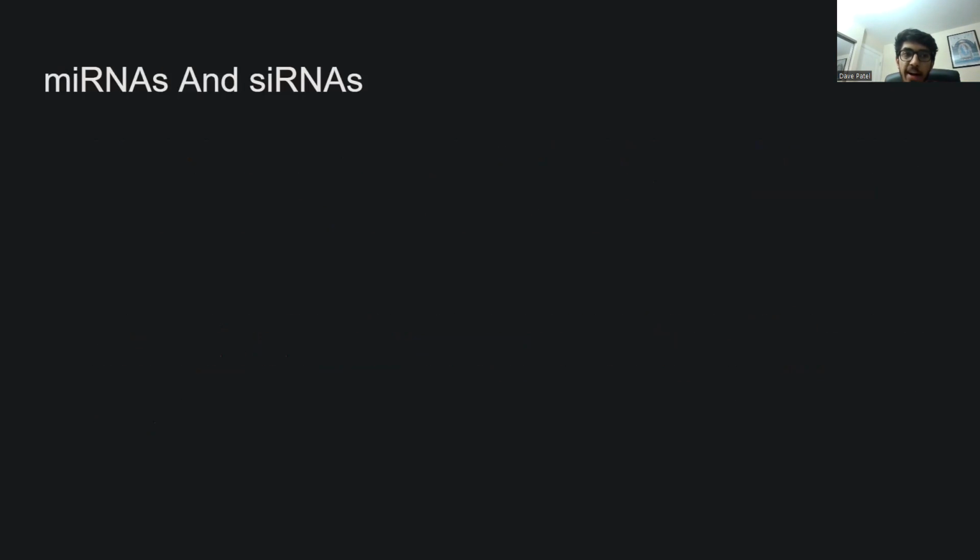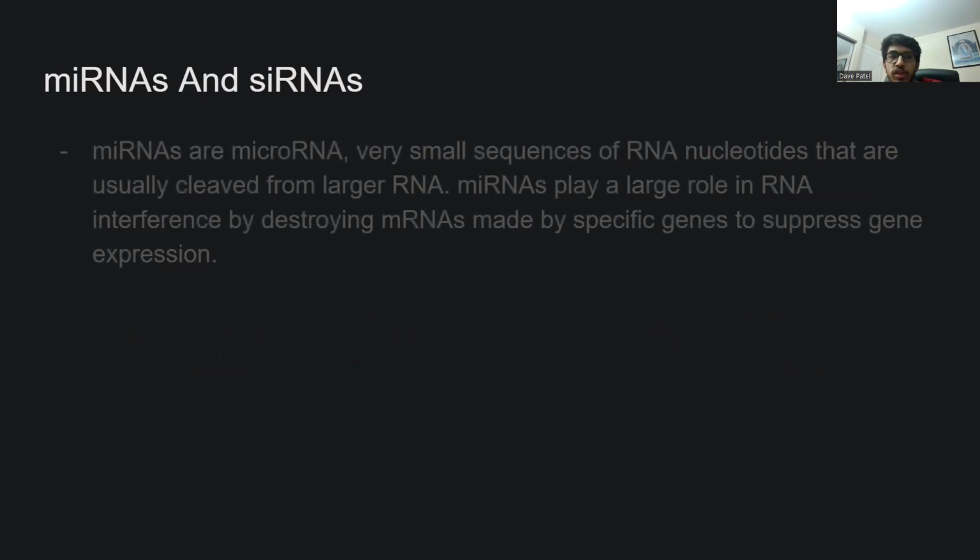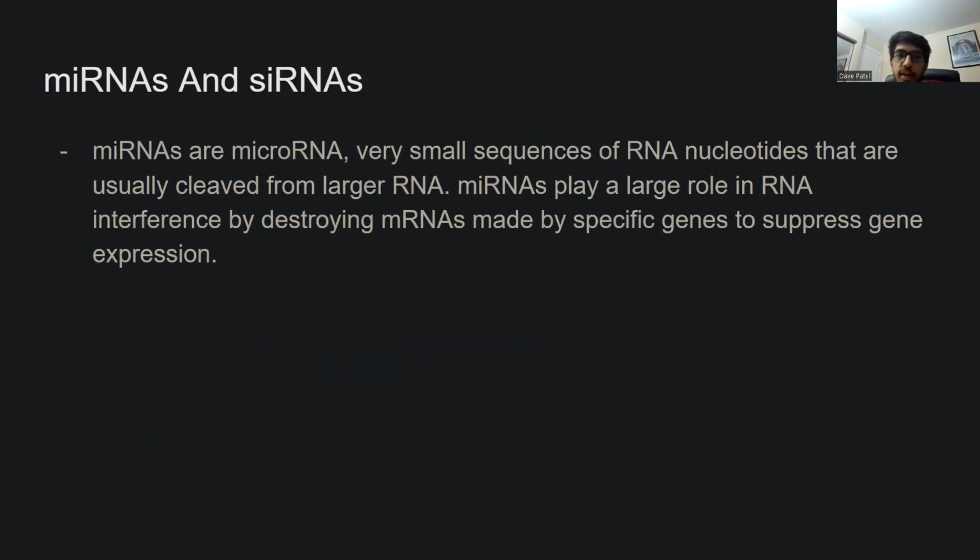Finally, you have miRNAs and siRNAs, which is quite an obscure topic. We don't really talk about this much at all, but just in case you need to know it, here's what you need to know. So miRNAs are microRNA, and these are very, very small sequences of RNA nucleotides that are cleaved from larger RNA. So by very small, I mean like 20 to 30 base pairs usually. Could be larger, could be smaller, but it's around that range a lot of the time.